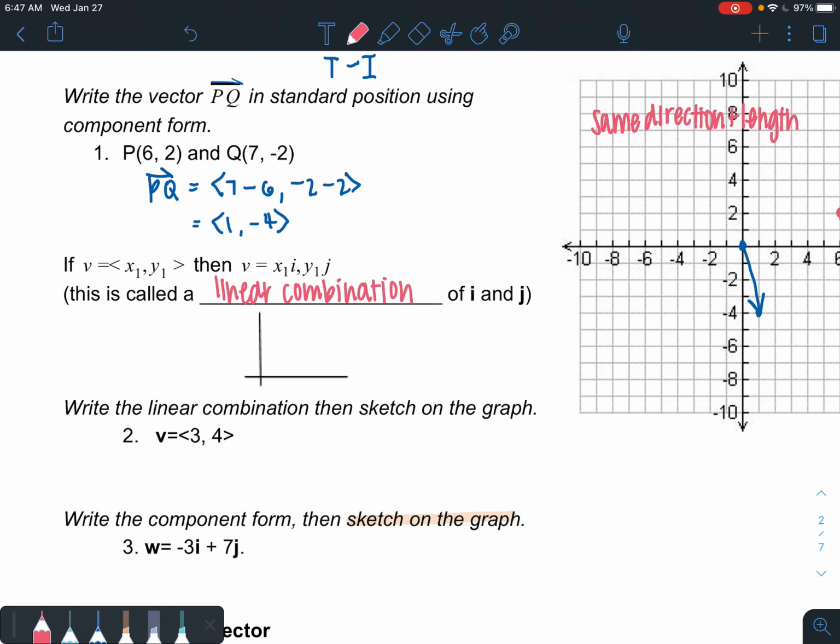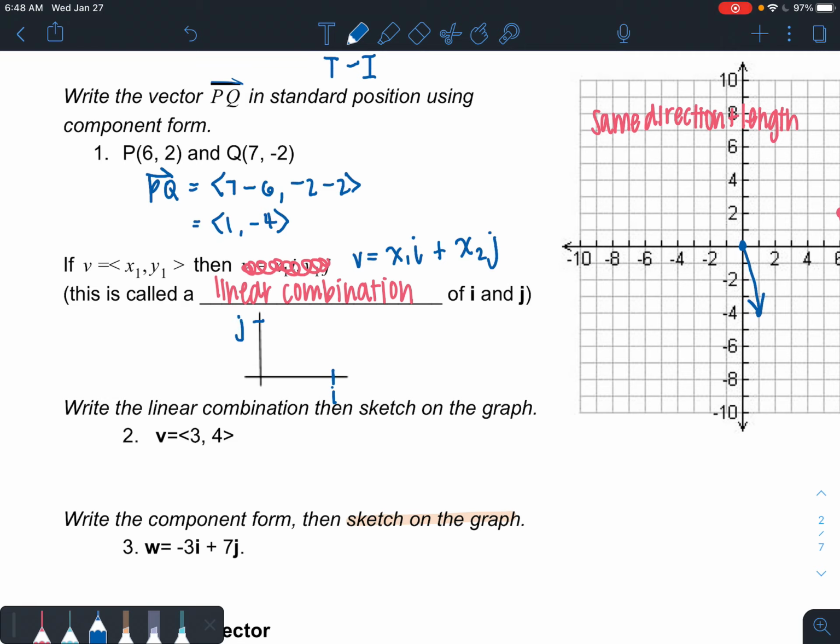All right, so if V is x1, y1, then V is equal to x, this isn't right. I'm going to cross that out. It's going to be V is equal to x1i plus x2j. All right, that's called a linear combination of i and j, where i would be on your x-axis and j is on your y-axis.